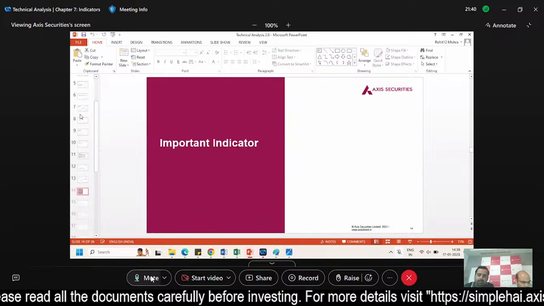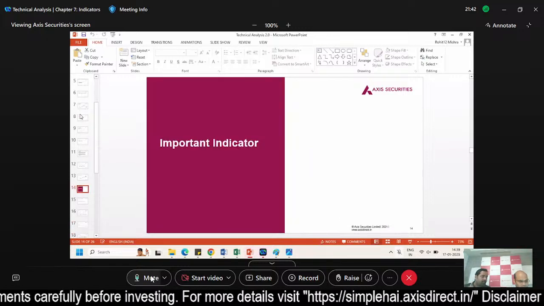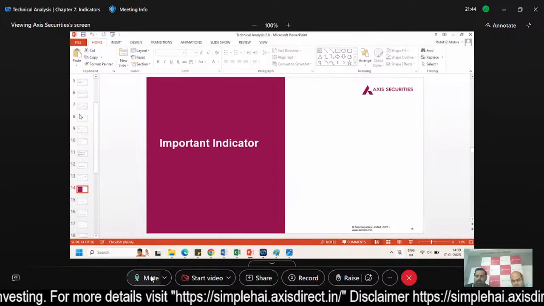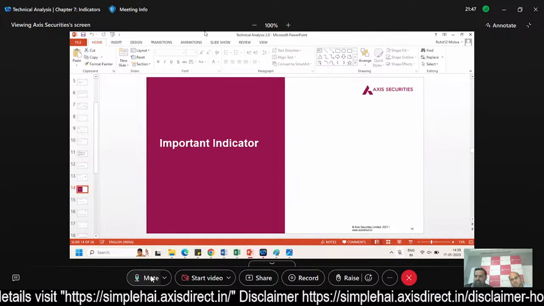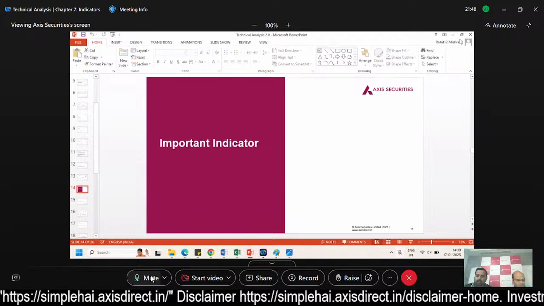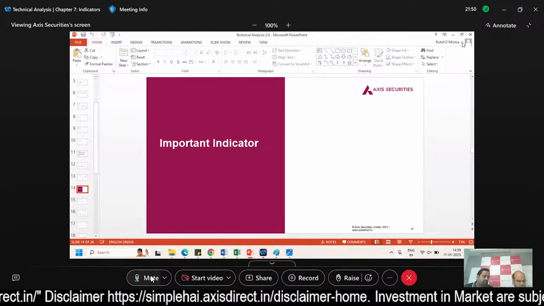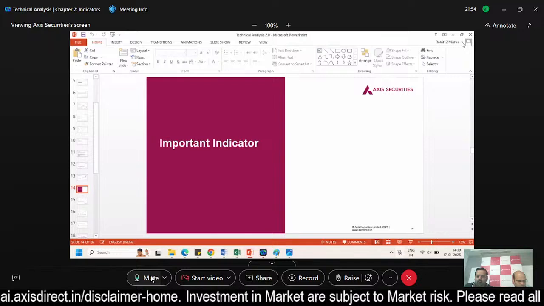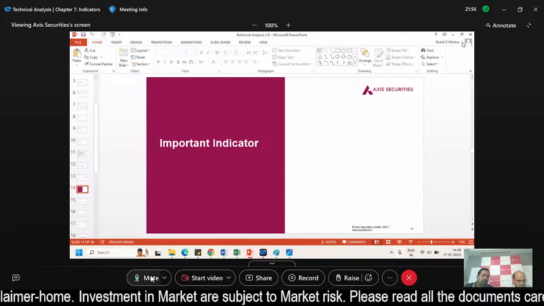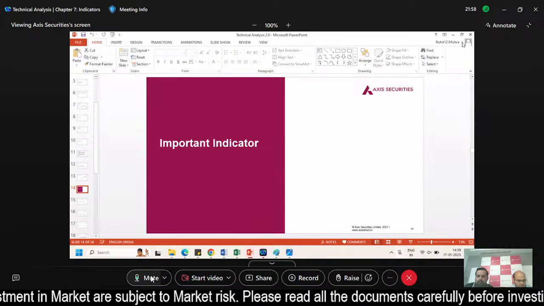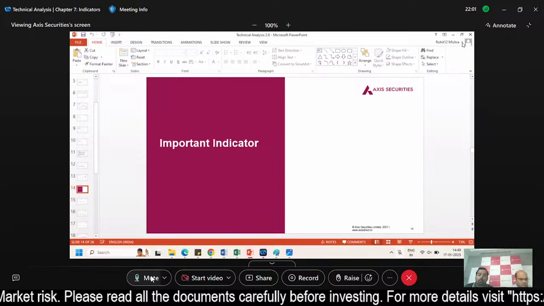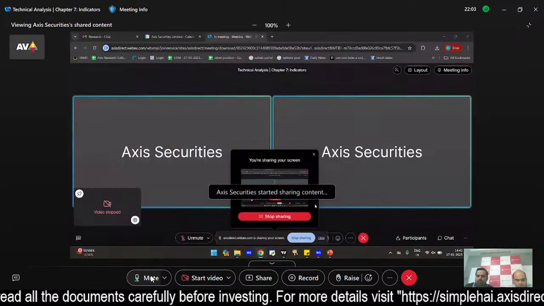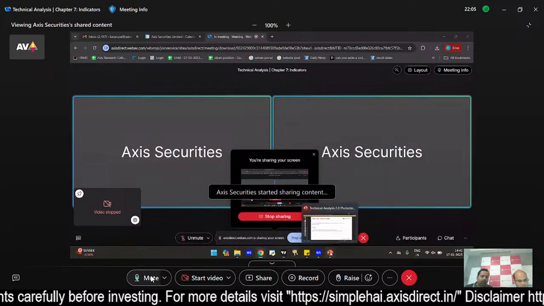Now the important indicators that we'll be covering today. I request my colleague Karan Pai to share his screen. Karan is a research analyst, and he is taking all the webinars on the Nifty 50, the market outlook and technical analysis. He will walk you through the important indicators that one has to follow when trading in the market. So Karan, over to you now.